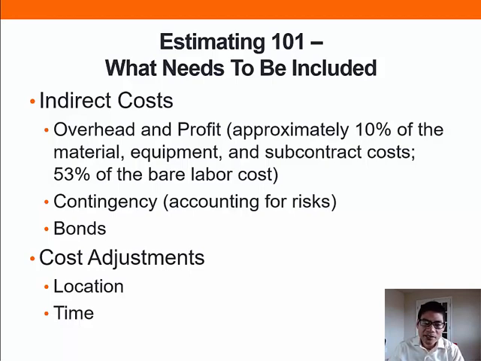After we figure out all the direct and indirect costs of a project, sometimes we need to adjust the estimate for location and time. This happens when we estimate our project based on the cost information from a previous project built in a different year and a different location.